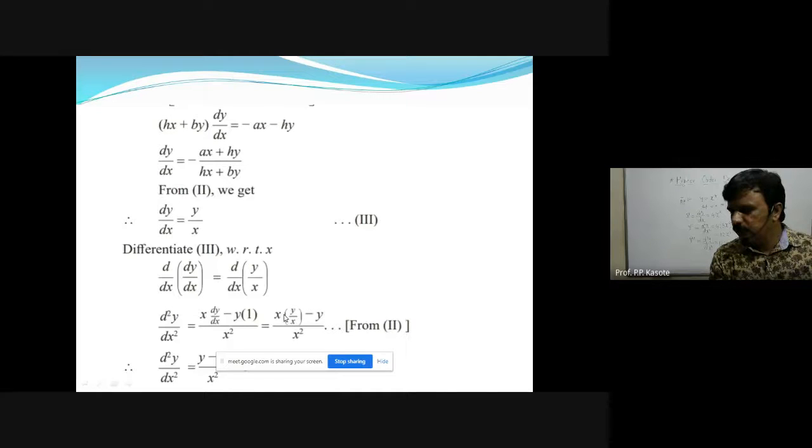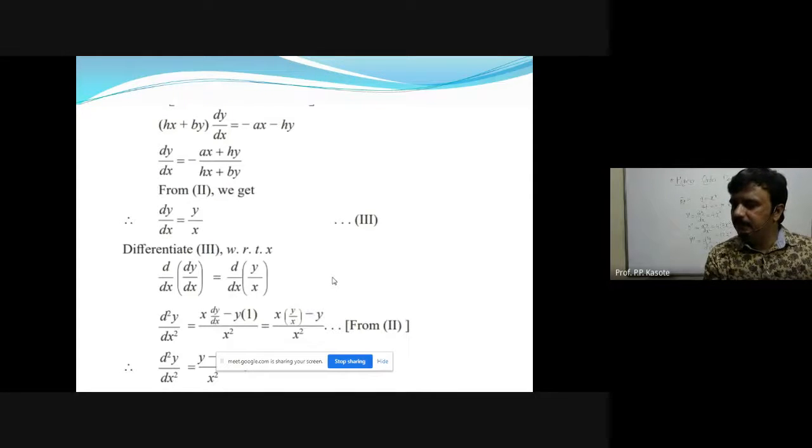So this x will get cancelled and y minus y is kitna? 0. 0 upon x square is 0. It means that the second order derivative, the value of d square y upon dx square, is 0. Okay, all of you understood?